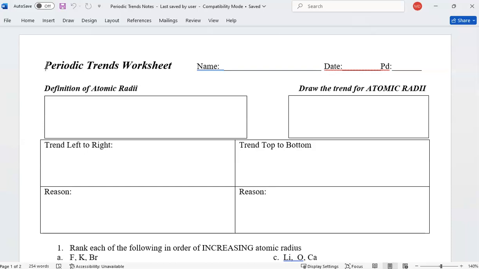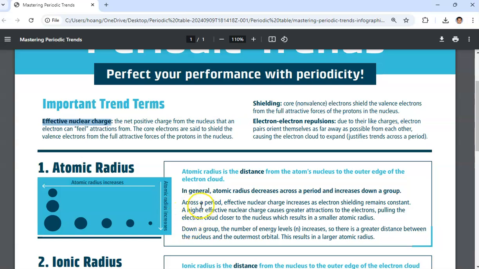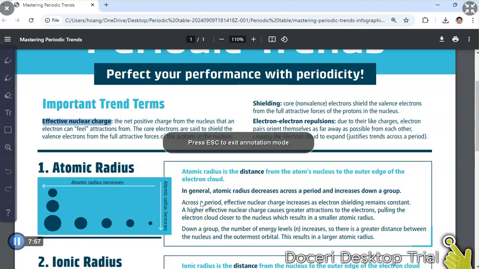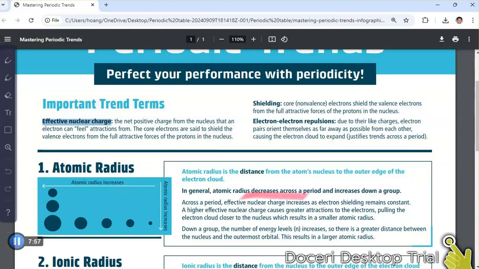And so you can see that on the infographics earlier, right here. Across a period, effective nuclear charge increases, right? Causes greater attraction to electrons, pulling electron cloud closer to the nucleus. So that whole paragraph there can be summarized in what I just said earlier. Down a group, the number of energy levels increases, so more energy levels, therefore the bigger the atom is.